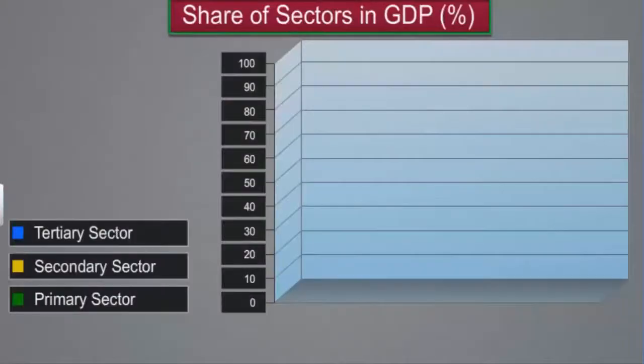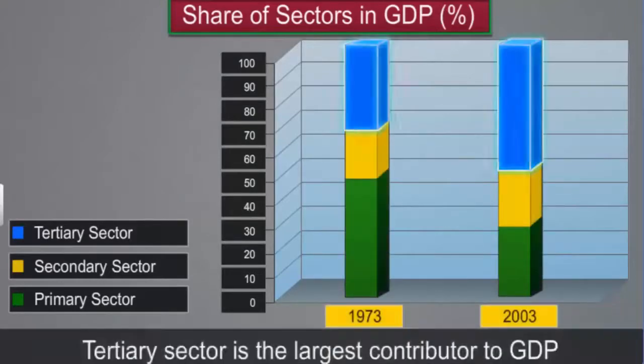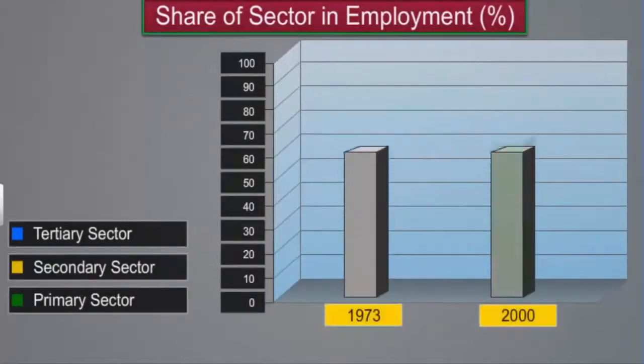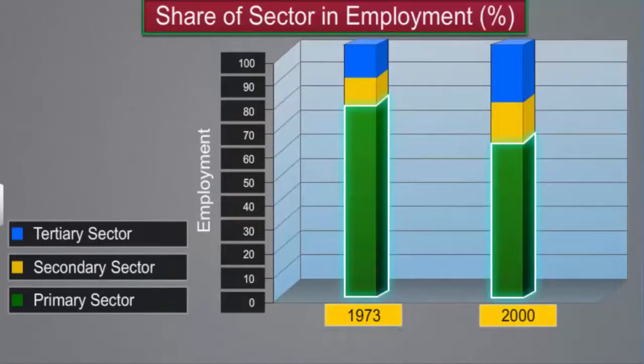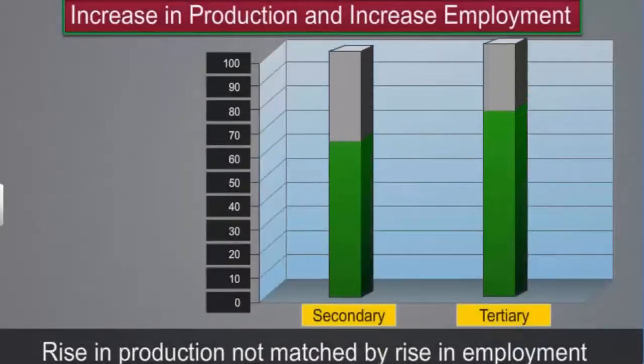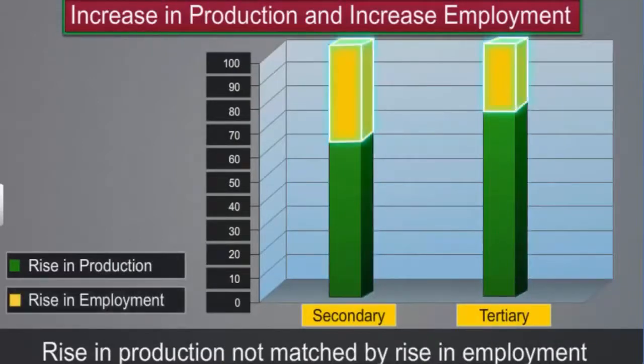We have seen that in the 3 decades from 1973 to 2003, the tertiary sector expanded the most and became the largest contributor to India's GDP. However, the primary sector is the largest employer, with more than 50% of the working population engaged in it. As shown by the graph here, the increase in production in manufacturing and services is not matched by an increase in employment opportunities in these sectors.